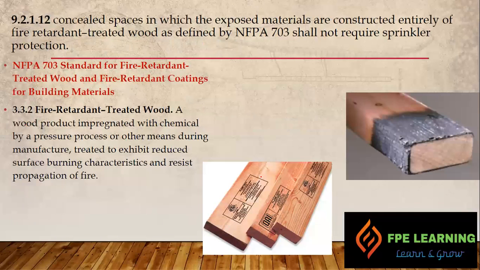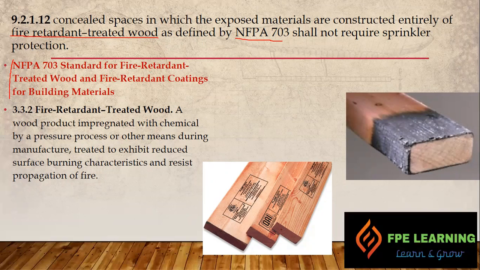9.2.1.12 talks about a concealed space in which the exposed materials are constructed entirely of fire retardant treated wood, right? So fire retardant treated wood as defined by NFPA 703 shall not require sprinkler protection. So what is NFPA 703? NFPA 703 is the standard for fire retardant treated wood and fire retardant coatings for building materials.